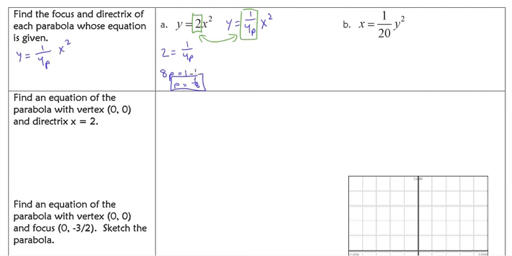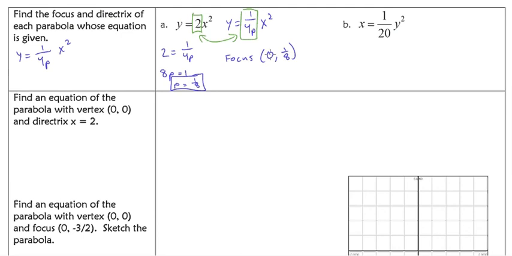P equals 1/8. Now, what is p again? P is the distance to the focus. And so we've got, find the focus. Well, our focus is going to be where it's going from 0, 0, and it's opening upward. So the focus is going to be at 0, 1/8. There's our focus.